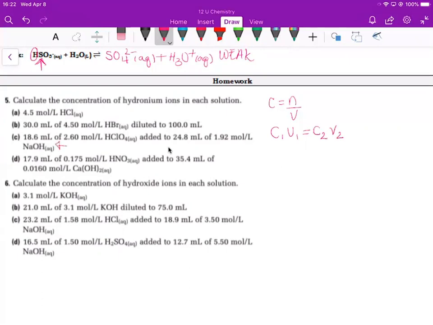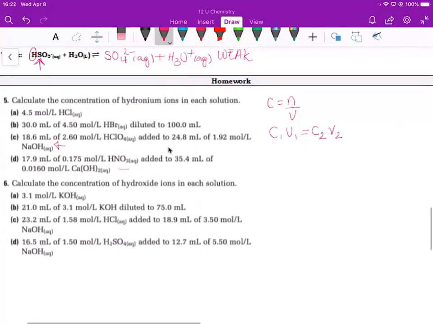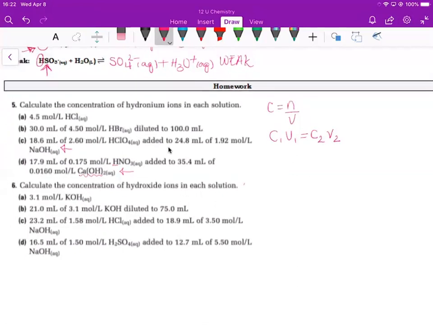This one here, you're going to have a neutralization, and then you have to find the new concentration. And remember, it's going to be diluted because you're adding 18.6 milliliters to 24.8 milliliters. And then you have this one here where you have 2 hydroxide ions with calcium, and you only have 1 hydrogen with nitrogen, so with nitric acid. So you're going to have to use some stoichiometry to figure out the concentration of hydronium in all of those ones. The same one here.